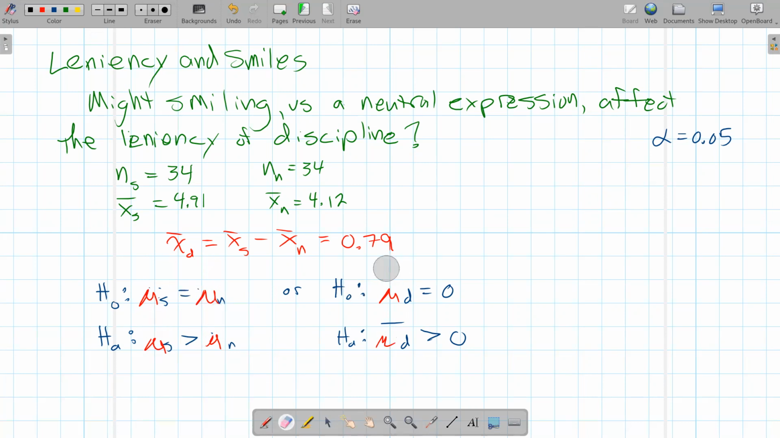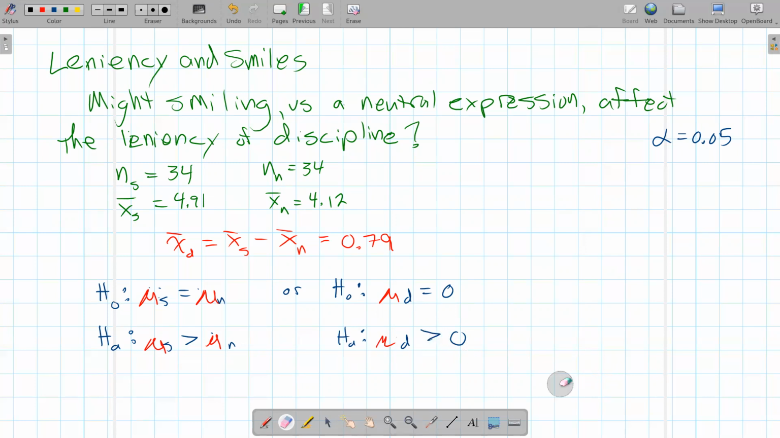All right, so this is what my hypotheses could look like. So if they're equal, that means there's no difference. So the average difference in means is 0. But I'm thinking maybe smiling will affect the outcome. And so the mean difference might be greater than 0, meaning the smiling people were treated more leniently than the people with neutral expressions.